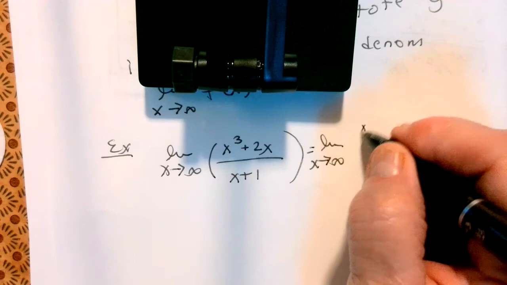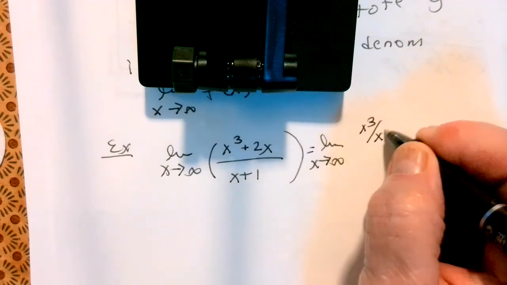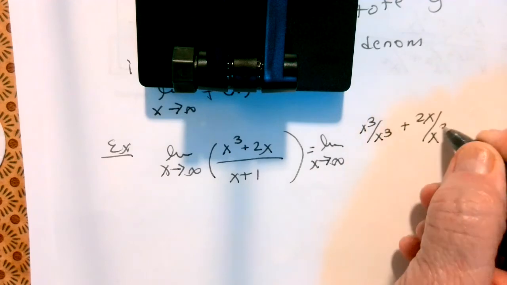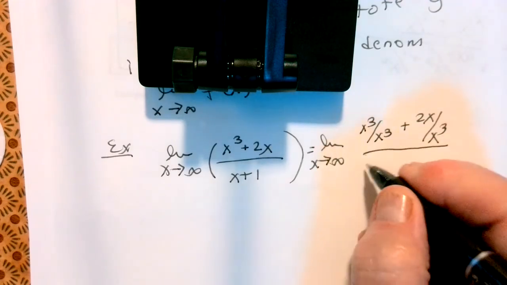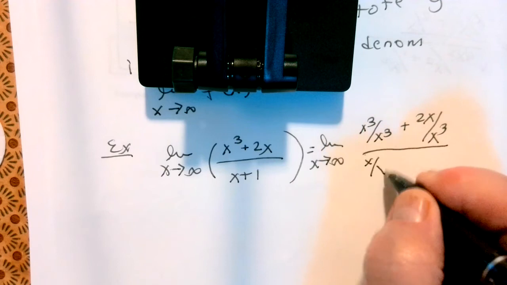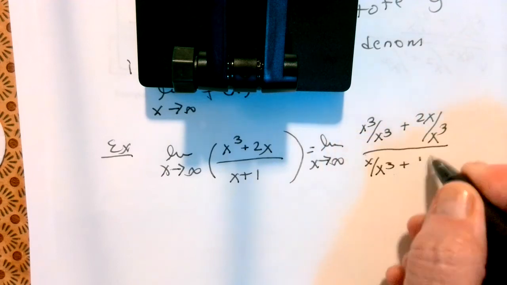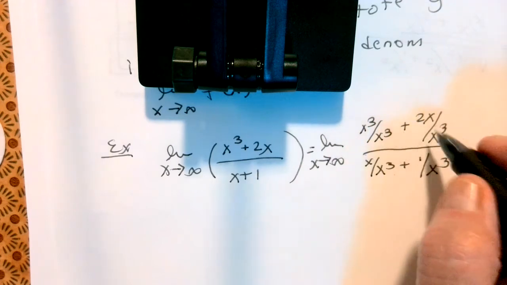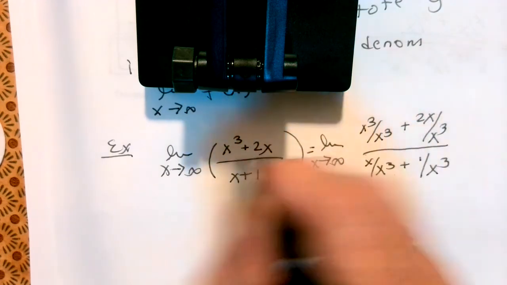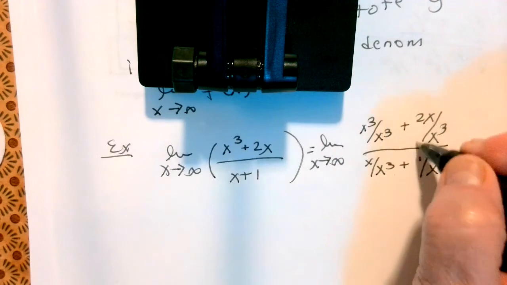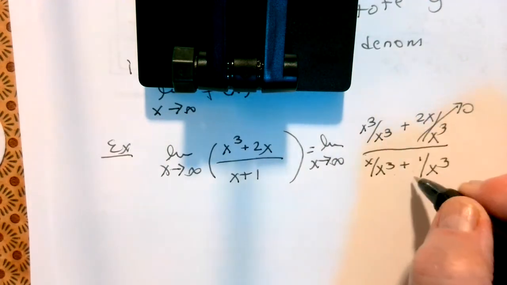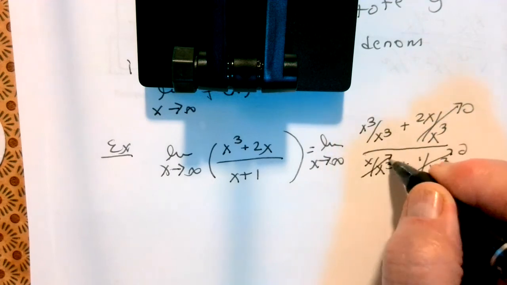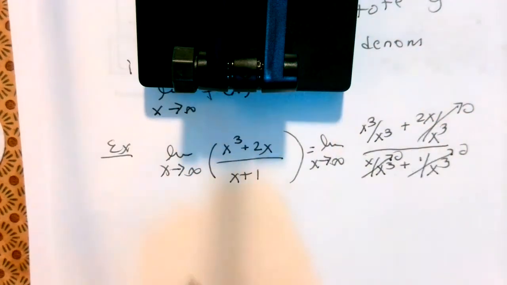And so we'll have x cubed divided by x cubed plus a 2x divided by x cubed plus a x over x cubed plus a 1 over x cubed. So we can just go ahead and use what we know. This has more x in the bottom, and x is going to infinity or negative infinity. So that's going to go to 0. That's going to go to 0. That's going to go to 0. And this is going to be 1.